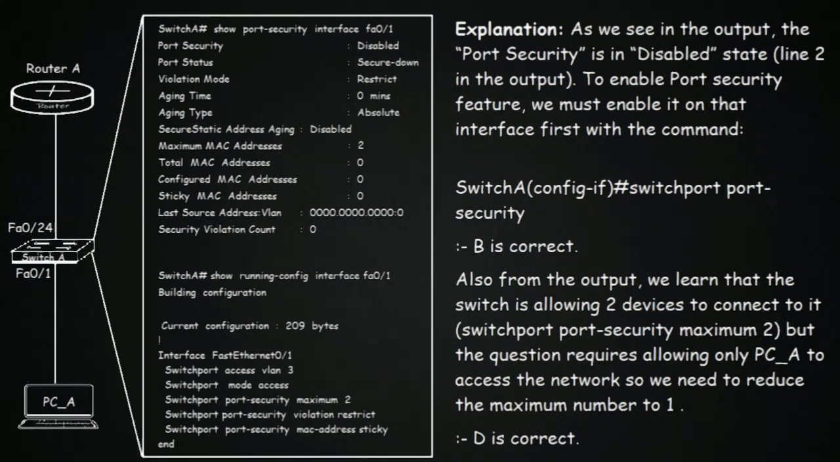As we see in the output, port security is in disabled state, line 2 in the output. To enable the port security feature, we must enable it on that interface first with the command. B is correct. Also, from the output, we learn that the switch is allowing 2 devices to connect to its switch port (switchport port-security maximum 2), but the question requires allowing only PC_A to access the network, so we need to reduce the maximum number to 1. D is correct.